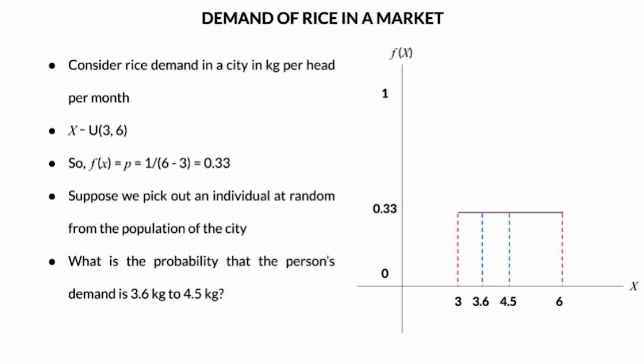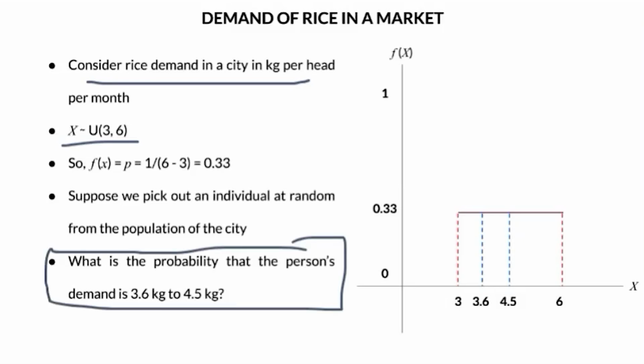We know that there's a demand of rice in a city. The rice demand value X is uniformly continuously distributed between 3 and 6 kilograms. Now I can ask the question, what is the probability that the person's demand is between 3.6 kg and 4.5 kg? I can ask the question in intervals. Suppose we pick out any random individual from the city, what is this individual's probability of having a demand between these two values? This is how we analyze continuous distributions.